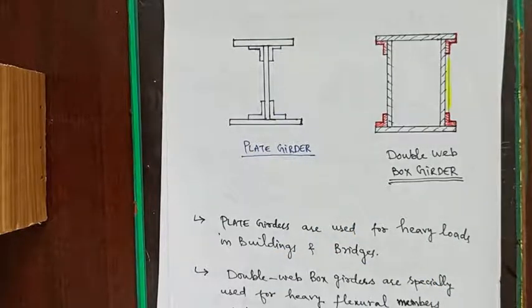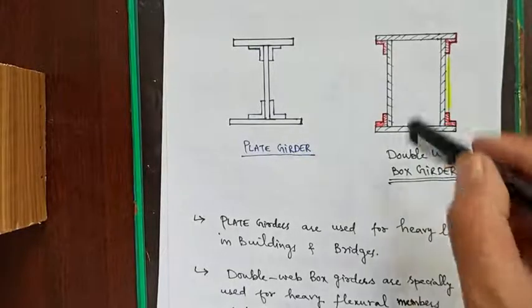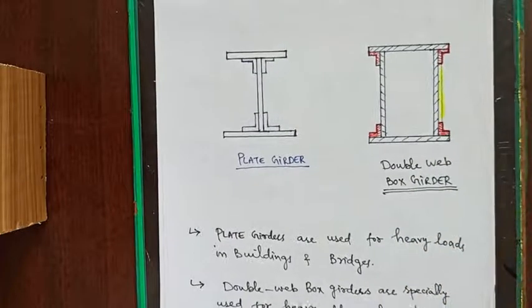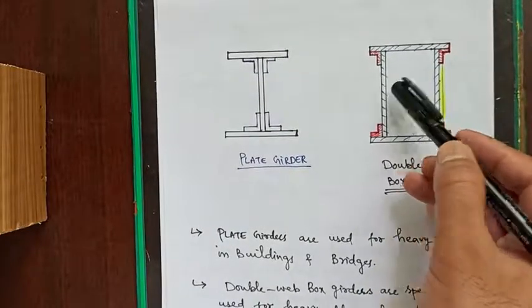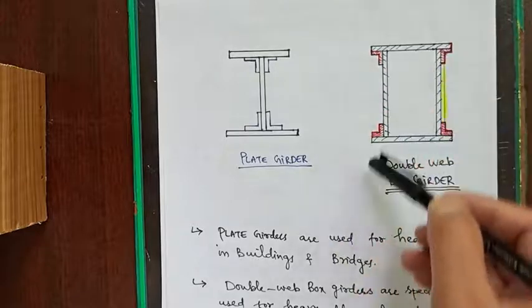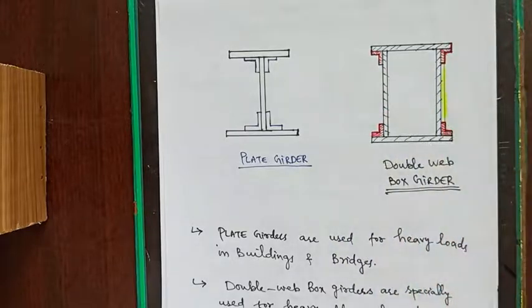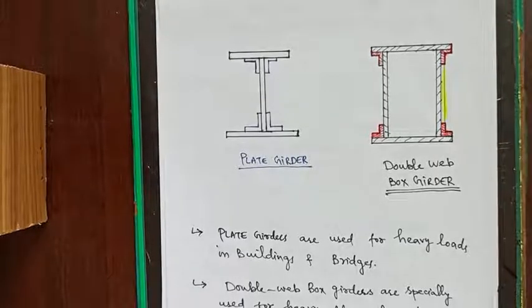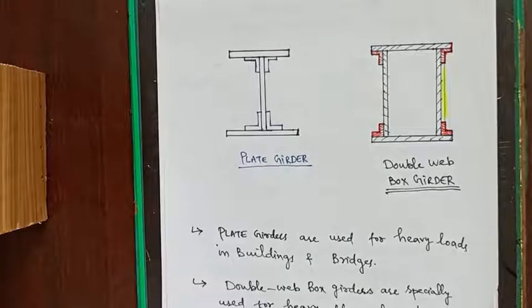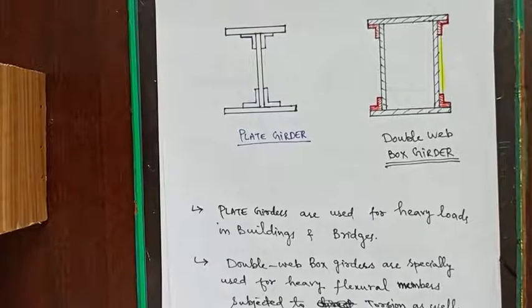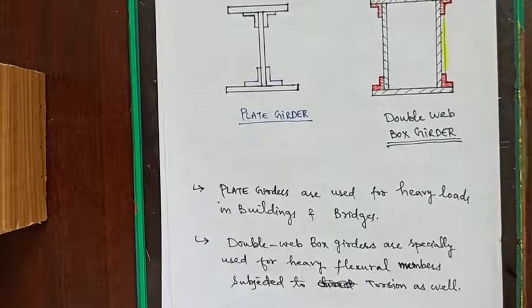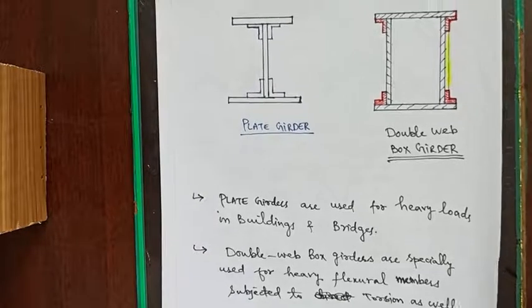We have also double web box girder, that is we can fabricate a box girder which resembles the shape of a box. It is a hollow portion in between. So we have used web plates and flange plates, and we have connected them with angle sections. So we have actually distributed the mass and increased its moment of inertia as well as section modulus. So plate girders are used for heavy loads in buildings and bridges, and double web box girders are specially used for heavy flexural members subjected to torsion as well.